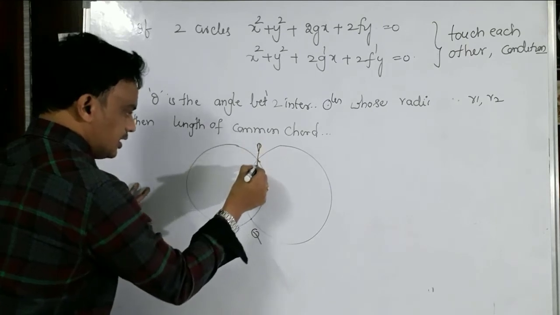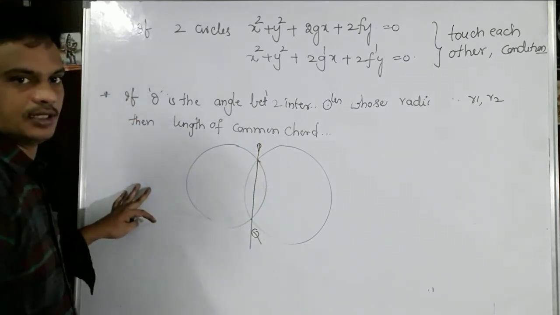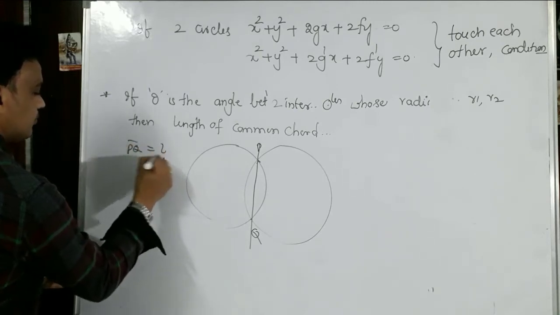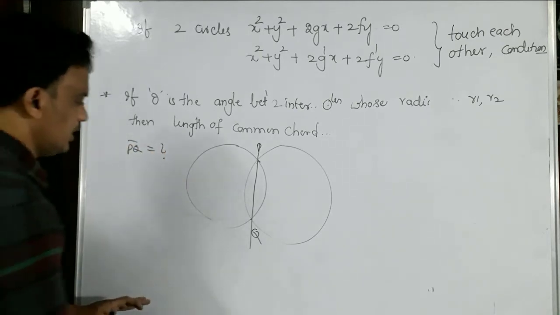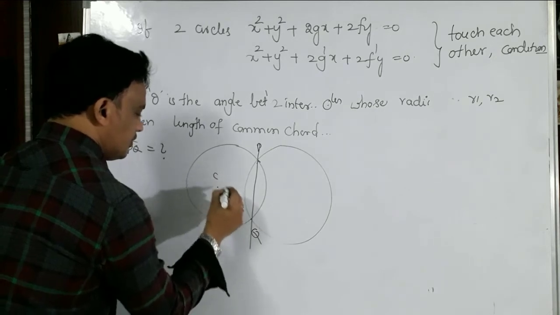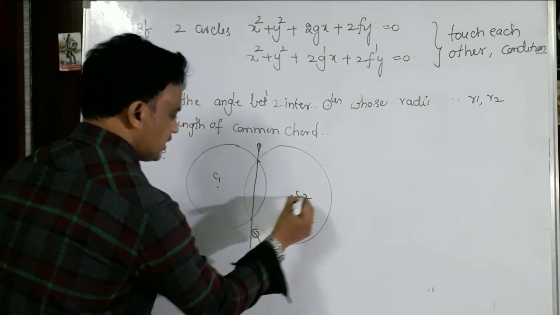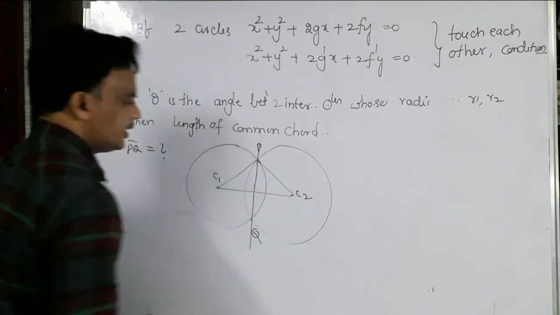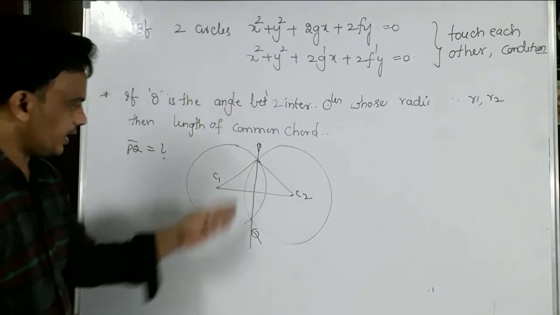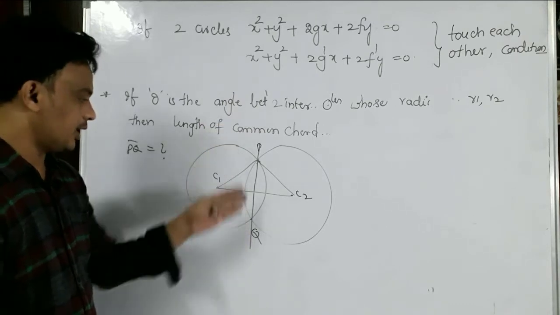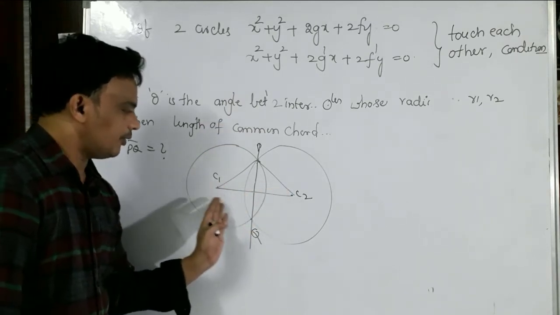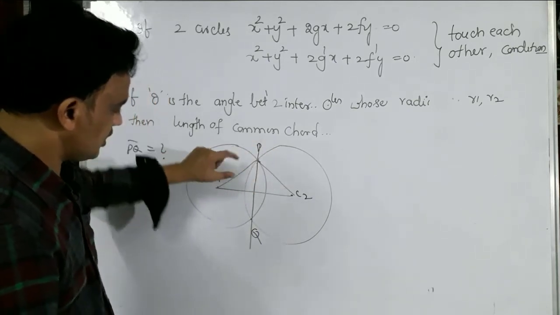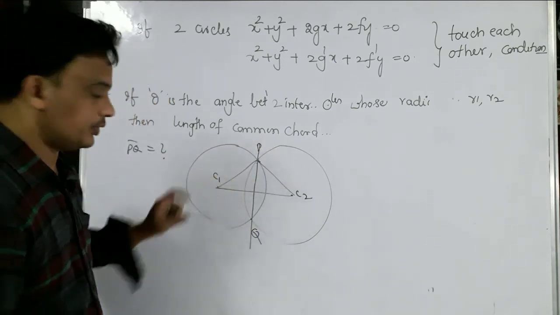So, this PQ is the common chord. Now, I am going to find the length of PQ. This is the center of the first circle, and the center of the second circle. Please join them. This line PQ is always perpendicular to C1C2, and at the same time the line joining C1C2 bisects the chord PQ, right or not?